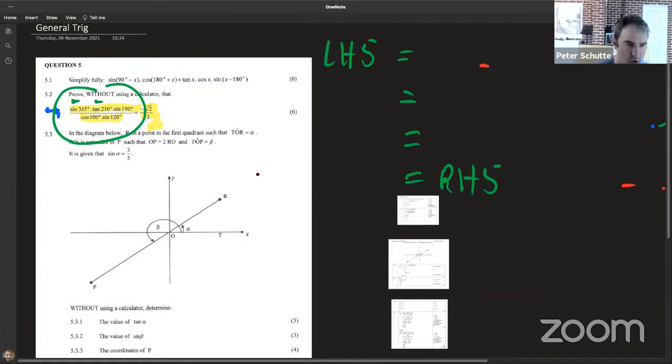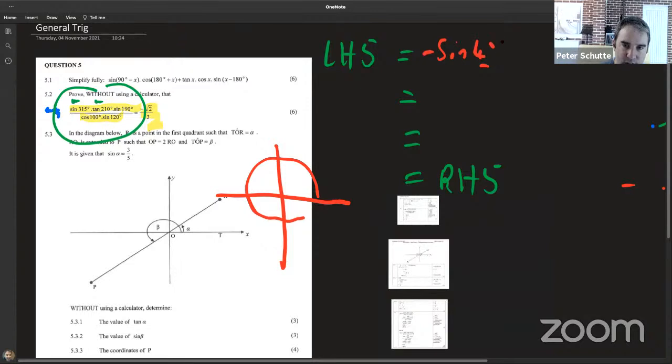So ask yourself, what quadrant is sine 315 in, and what does it break down to? So I think it's going to be negative sine 45. What is the tan of 210 going to reduce to? Well, where is that going to be?